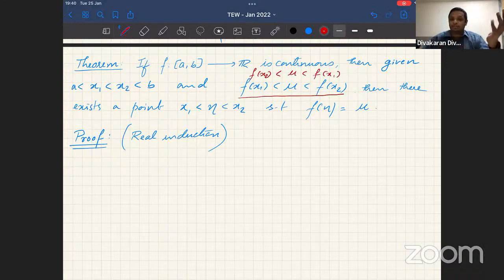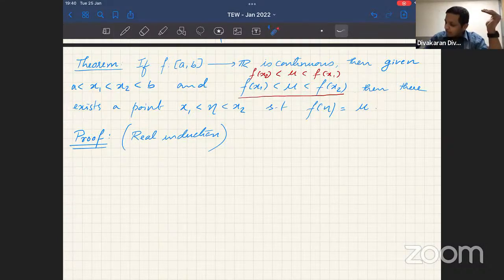That is another possibility. That depends on whether f of x1 is greater or f of x2 is greater. Depending on that, this situation will change. But for convenience, we are assuming this. The other thing also you can easily prove. The same technique will work for the other proof also.